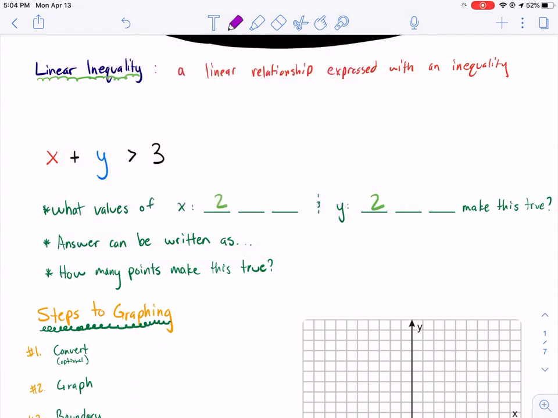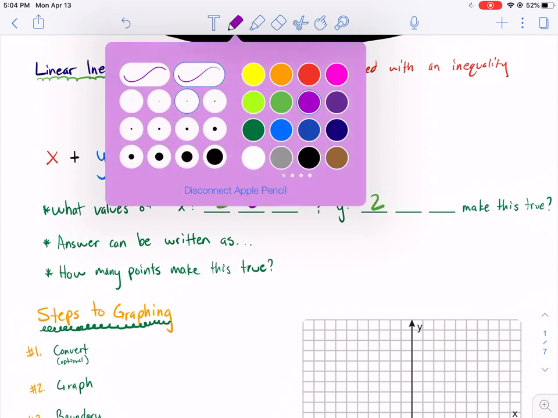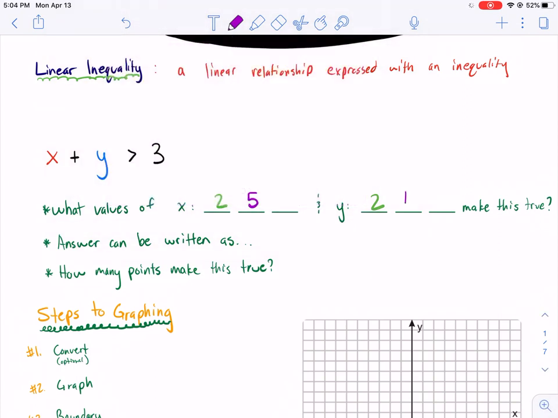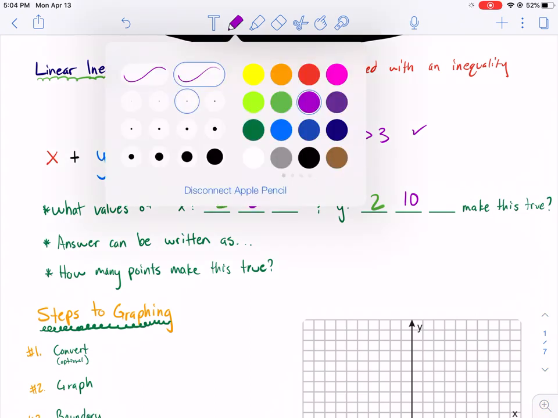So my second round I use purple. I could make x equal to 5, and I could make y equal to 10. 15 is bigger than 3. And to show that, we do 5 plus 10 is bigger than 3. Check. That's true. Okay.